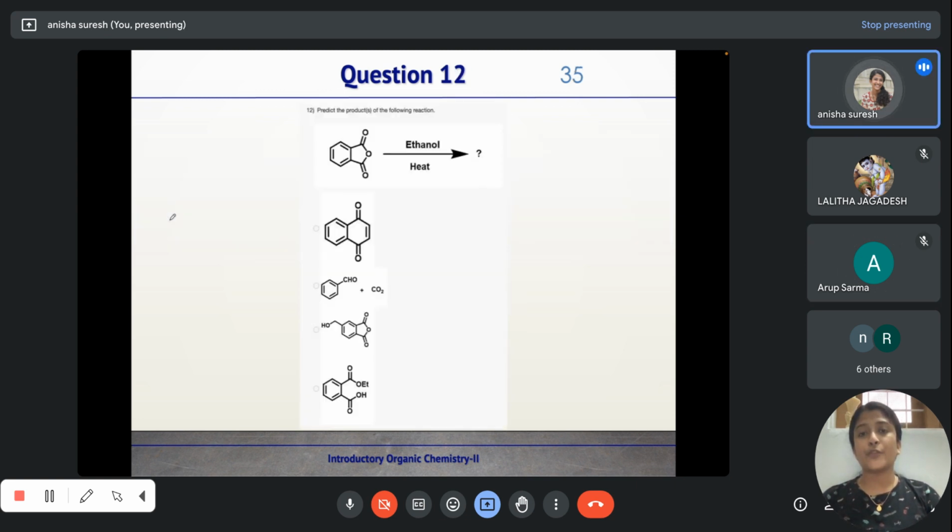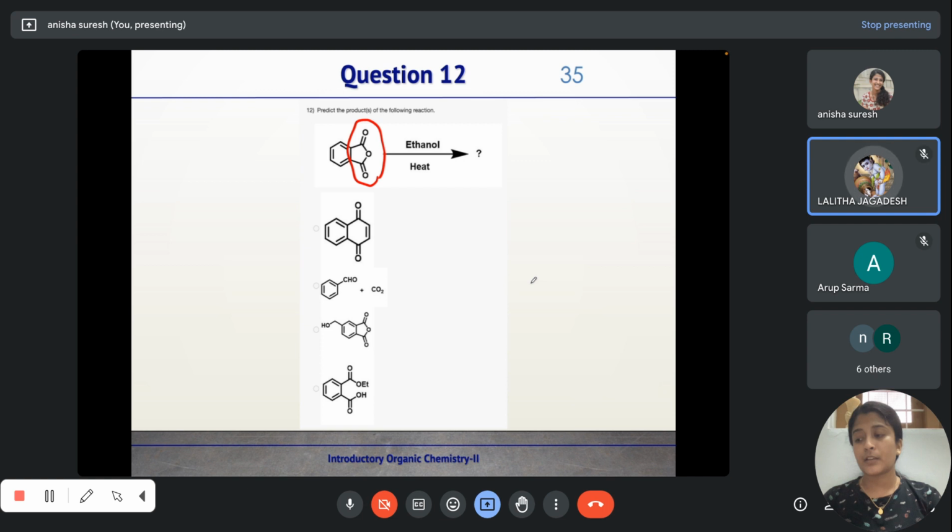Now coming to question number 12. Predict the product of the following reaction. So here we are having an anhydride. It was treated with ethanol and heated. So what will be the product that will be forming in this reaction? They have given four options. So what will be the reaction? Option D. Option D is the right option.